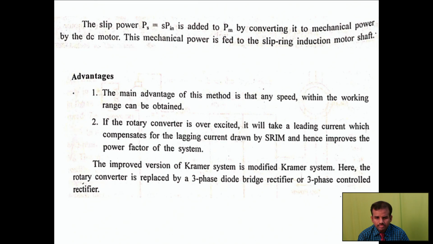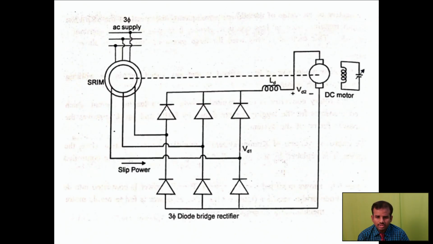Okay, the next one is the improved version of this conventional Kramer system, also called the modified Kramer system. Here we have to replace the rotary converter with a three-phase diode bridge rectifier or a three-phase controlled rectifier. Okay, if you replace the rotary converter with diodes or SCRs, that is the improved version of the Kramer system, or modified Kramer system. So this is the modified Kramer system, or improved version of the conventional Kramer system. Here we use the three-phase diode bridge rectifier instead of the rotary converter.